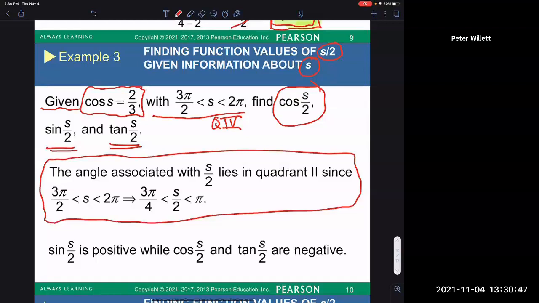So if we have 3 pi over 2 to 2 pi for S, and we divide both of those by 2, because you're cutting the angle in half, then that gives you that S over 2 is between 3 pi over 4 and pi, which means it's in quadrant 2. So if you're given quadrant 4, look at the range of angles for quadrant 4, divide that by 2, and you see then that you have to be within quadrant 2.